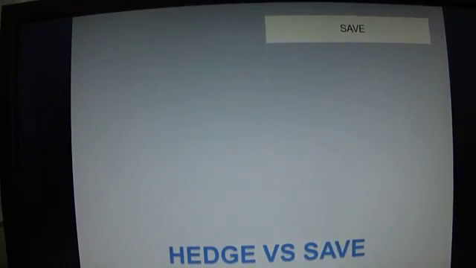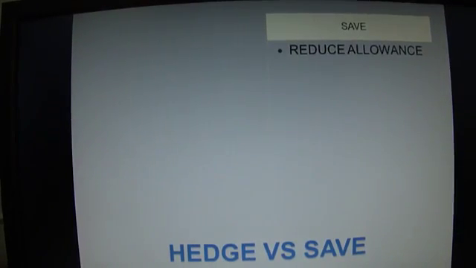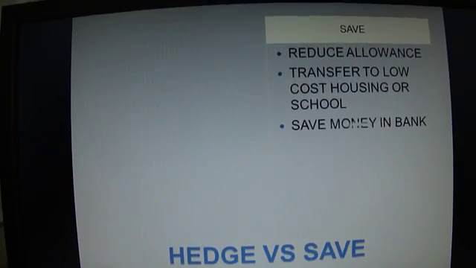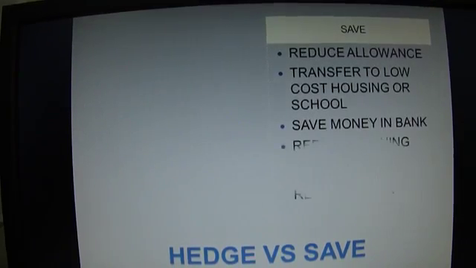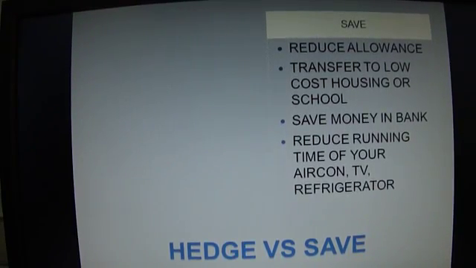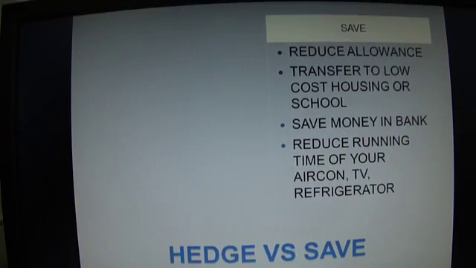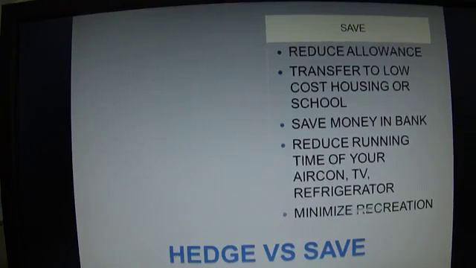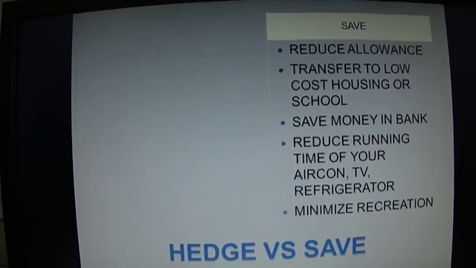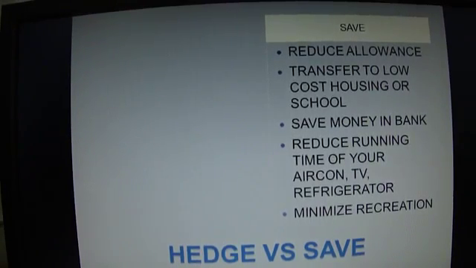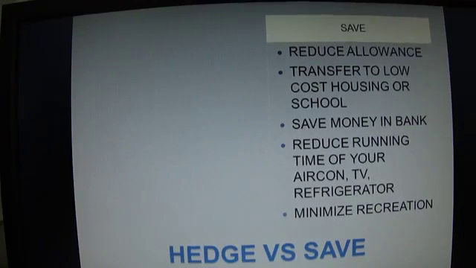These are the common examples of saving. Sometimes we call it economizing. Reduce allowance, transfer to low-cost housing or school, save money in the bank, reduce running time of your air conditioner, TV, refrigerator, and minimize recreation. That is the new rule. Saving is an old rule.